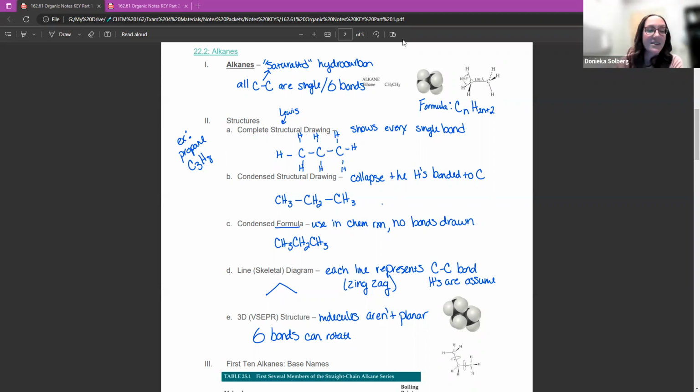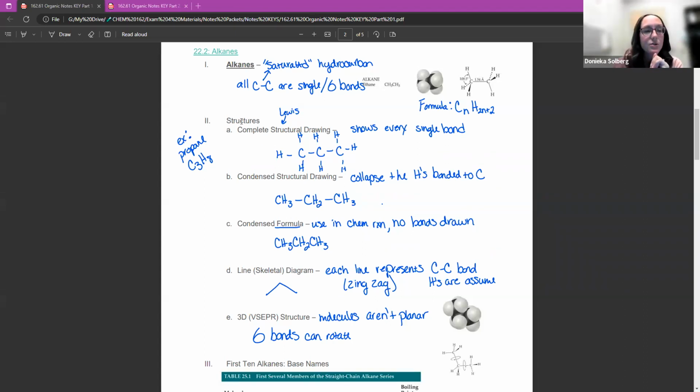So we are going to look at these 5 different ways to represent organic structures. And for each of these, I'm going to use the example of propane, which is C3H8. So this is for alkanes, and it does apply to all of the other ones, but I'm going to show you how to do each of these drawings or types. Okay, so the first is a complete structural drawing.